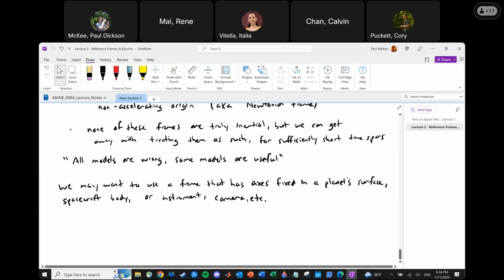Part of the reason we might want to do that is for a rigid body, the position of each point over time is constant.